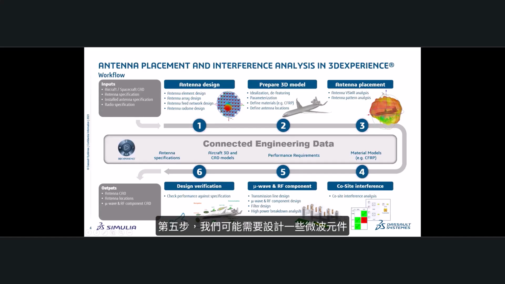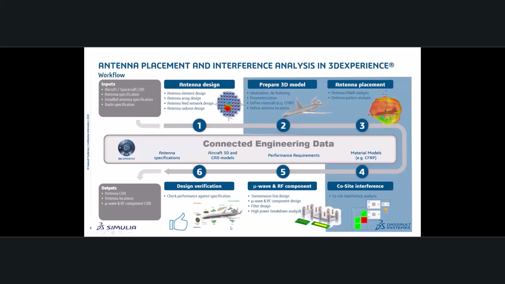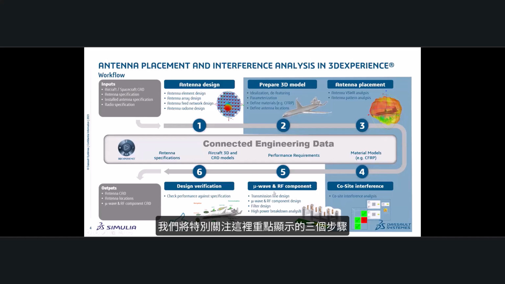The fifth step, which we might need to achieve the cosite interference, is to design some microwave and RF components like transmission lines, but also filters. And then the last step is the design verification, where we check performance against specification. At the end, we come out with some outputs in terms of antenna CAD, antenna location, but also component CAD. Today, we will not talk about the entire workflow. We will, in particular, focus on the 3 steps which are highlighted here: to prepare the 3D antenna model, the antenna placement, and the cosite interference.